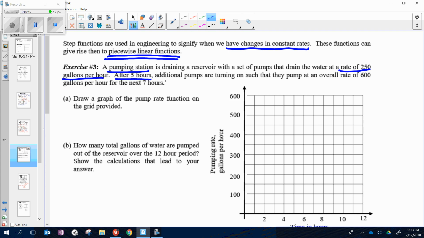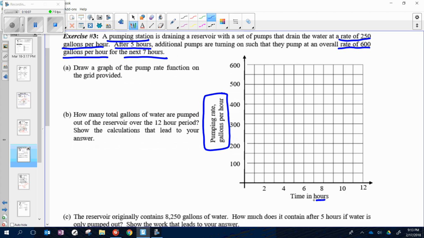After 5 hours, additional pumps are turned on such that they pump at an overall rate of 600 gallons per hour for the next 7 hours. So we're going to draw this graph, and if you notice, we already have these labels. These are the gallons per hour, so 100 gallons per hour, 200, 300, 400, 500, 600 gallons per hour. And down on the bottom is our hours. Always pay attention to the units on the graph.